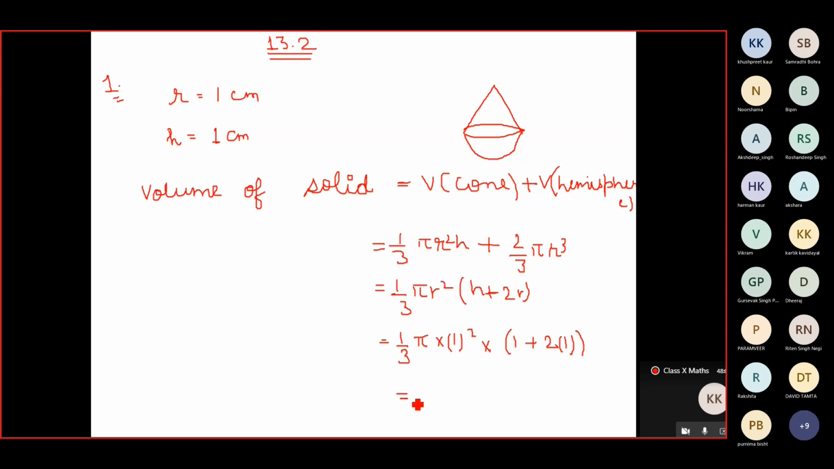So what will it become? It will become pi by 3, because 1 square is 1, and 1 into pi is pi. So pi by 3 into 1 plus 2. Yes or no? And 1 plus 2 is 3. So 3 and 3 will get cancelled out. So the volume of the solid will come as pi centimeter cube. Note it down.